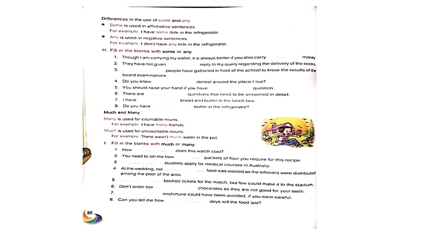Next, any is used in negative sentences. So negative sentences means when you are not sure, when you cannot say the exact answer. Okay, for example, I don't have any milk in the refrigerator. So don't here is nothing but a negative word. Okay, so I don't have any milk in the refrigerator talks about the same thing, uncountable milk. The milk here is a noun, but it is used in a negative sense.